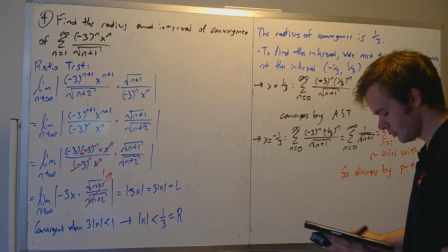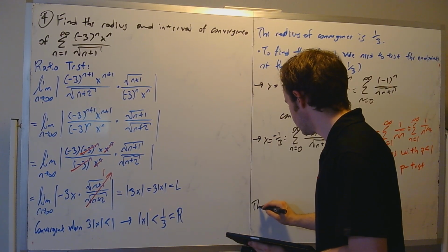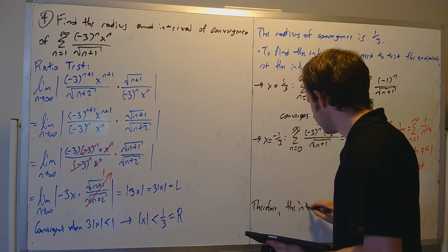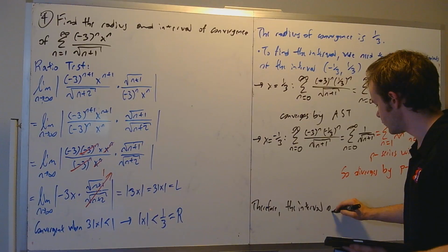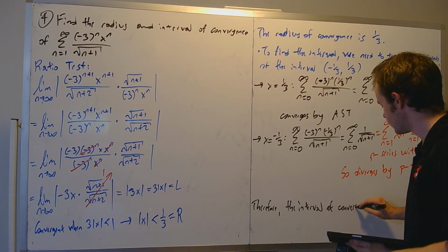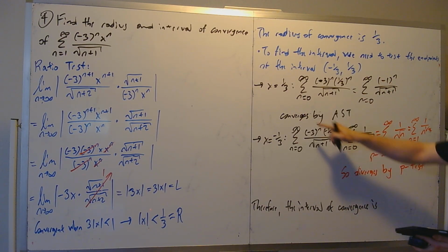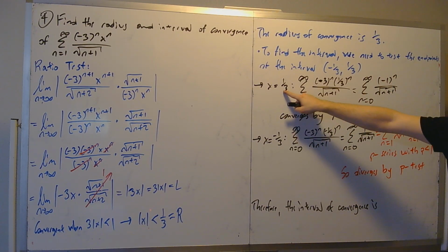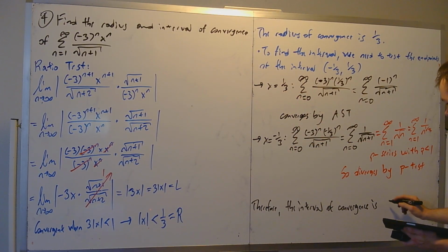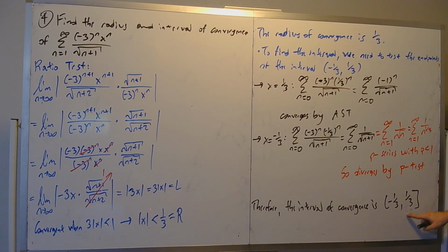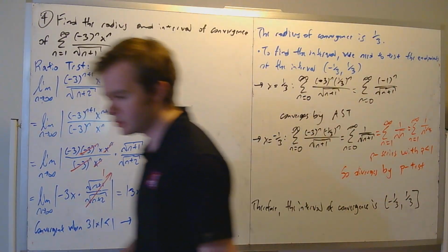Therefore, the interval of convergence is going to be, so remember, it converges when x is equal to 1/3, but not when x is equal to -1/3. So -1/3 with parentheses and 1/3 with brackets. That's going to be our answer. This is our interval. Okay, so I just want to go over one last problem.